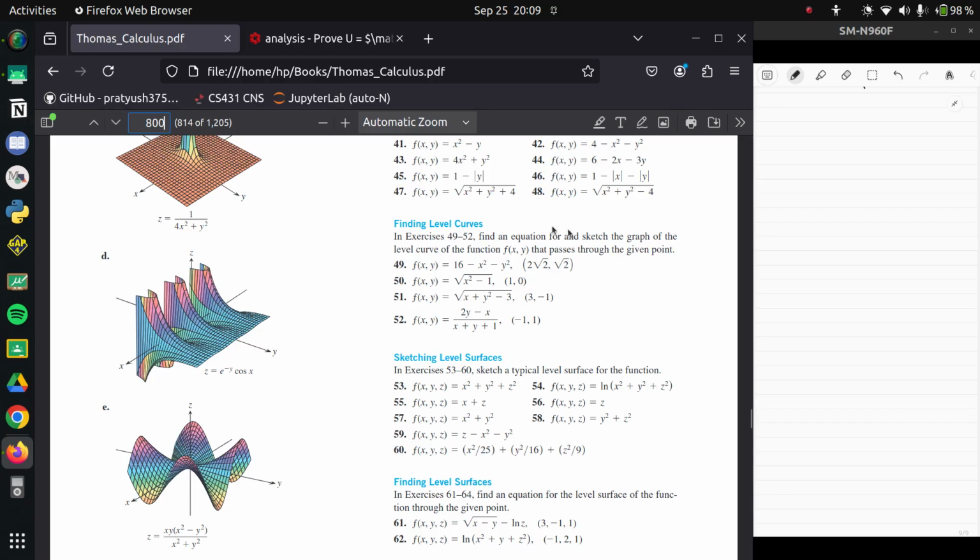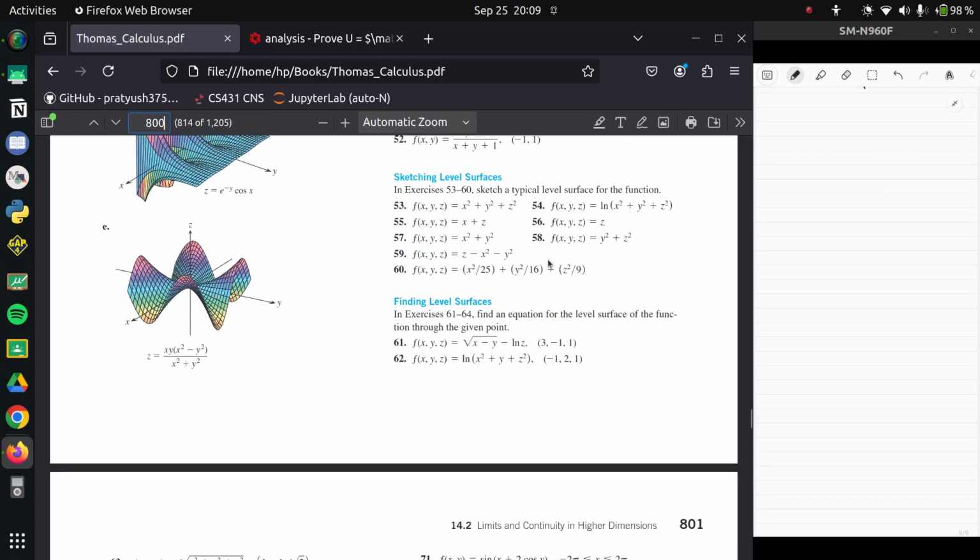Finding level curves. Find an equation and sketch the graphs of the level curves. I don't want to do this.